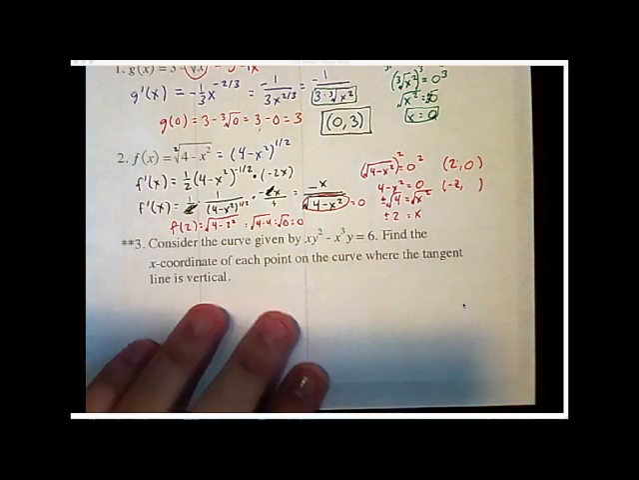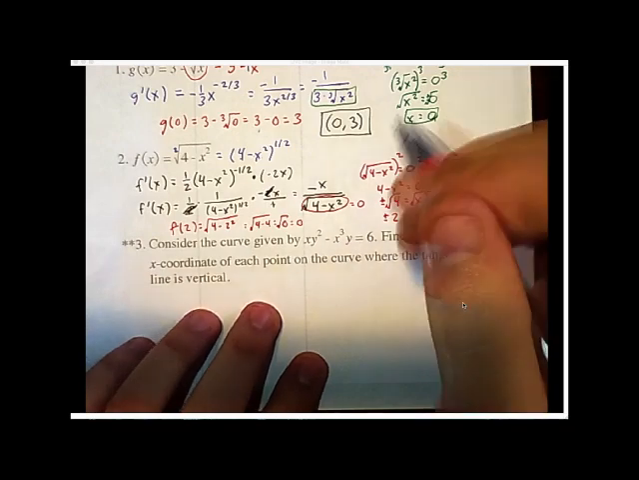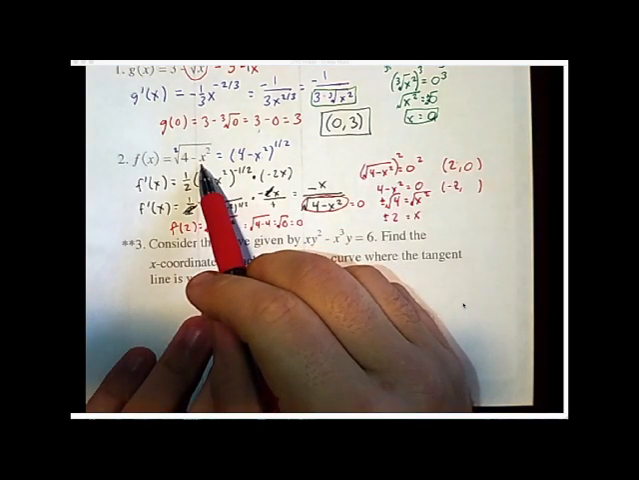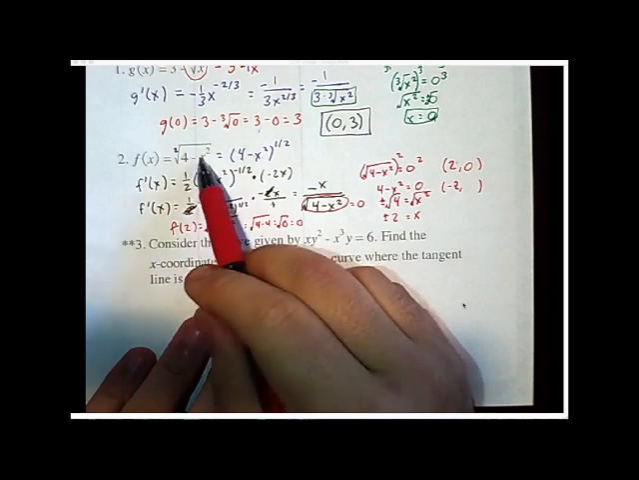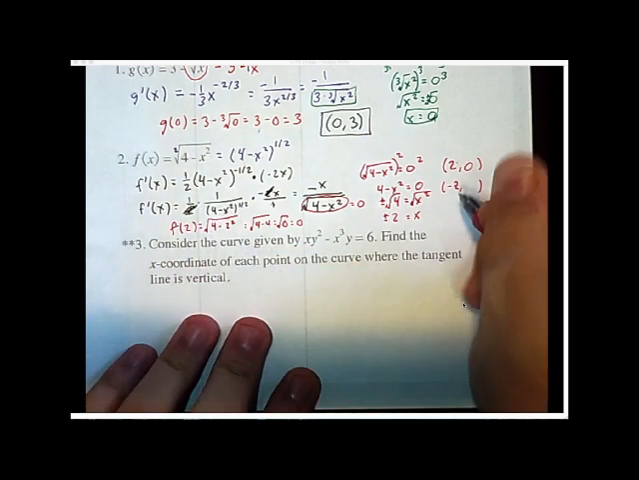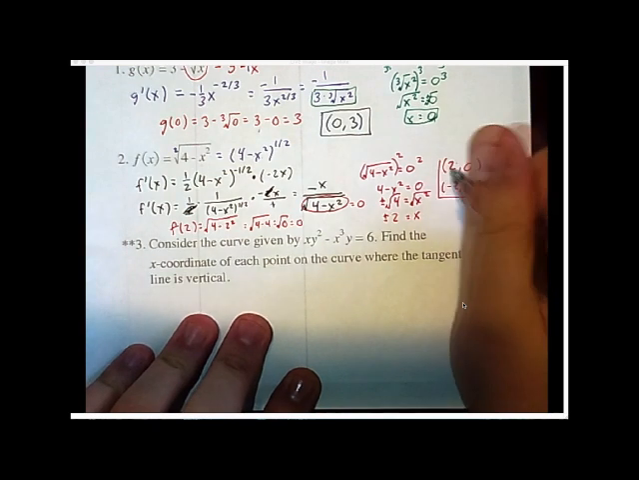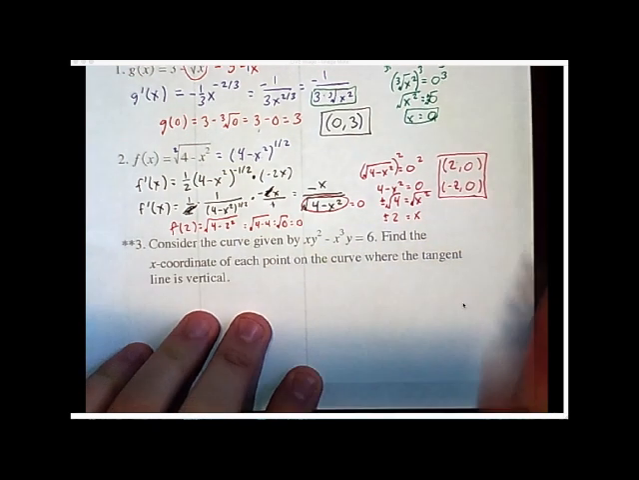I can do the same thing with negative 2. If I plug in negative 2 here and square it, that's still going to be positive 4. 4 minus 4 is 0 again, and the square root of 0 is 0. So these are the 2 points on the curve where there would be a vertical tangent.